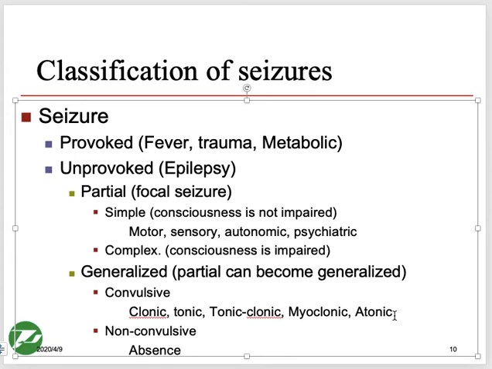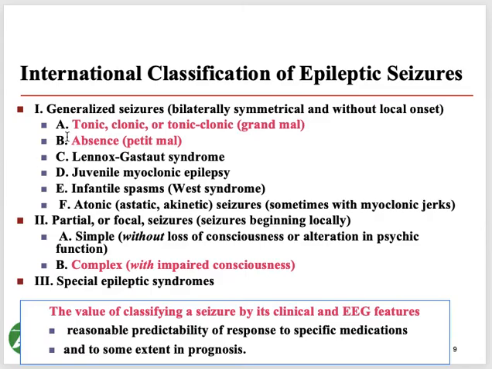Okay, and now one simple classification is written over here: generalized seizures or partial focal seizures. It could be tonic clonic. Now this is very important, guys, because in many of the books you will find the same things written, and maybe you will be confused. But basically, there are different names for different types of seizures. For example, absent seizures.